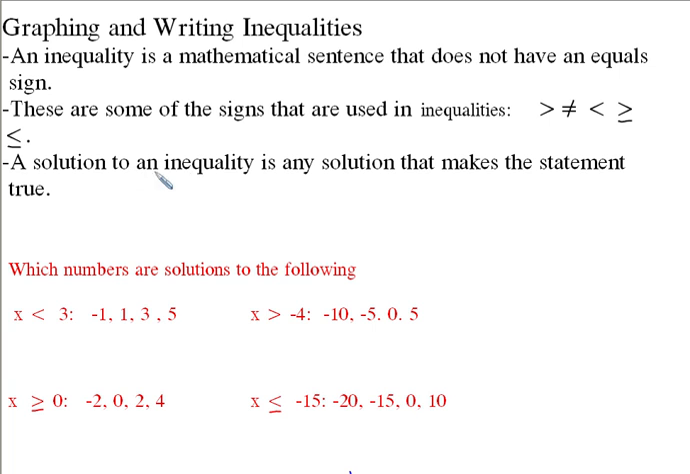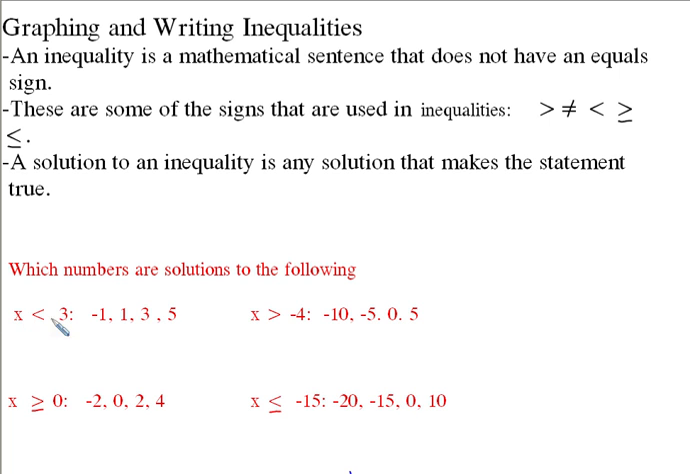Now, a solution to an inequality is any solution that makes the statement true. And normally there's a lot of solutions to inequalities. For example, if I say that the temperature will be lower than 60 degrees today, then if it's 59, that's accurate. If it's 0 degrees, that's accurate. So there's a whole bunch of solutions to that possibility. And here are some examples of how we read through these, just as a reminder.